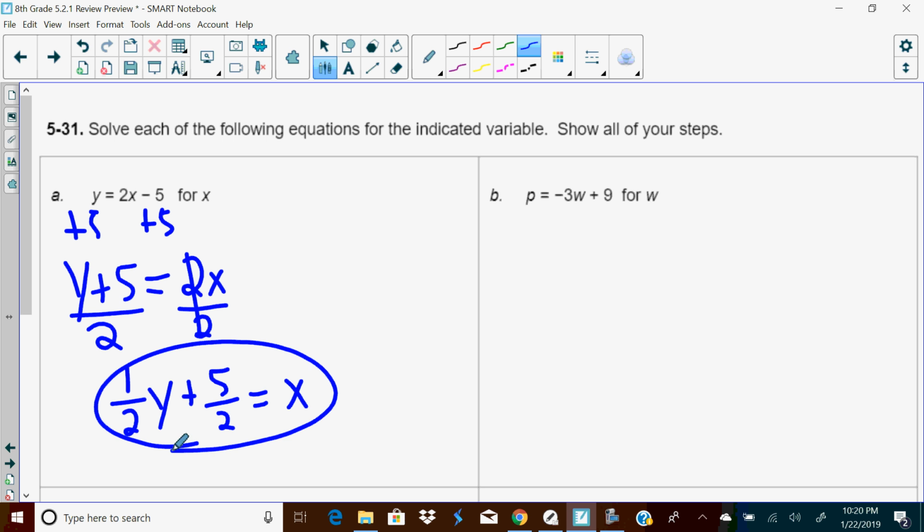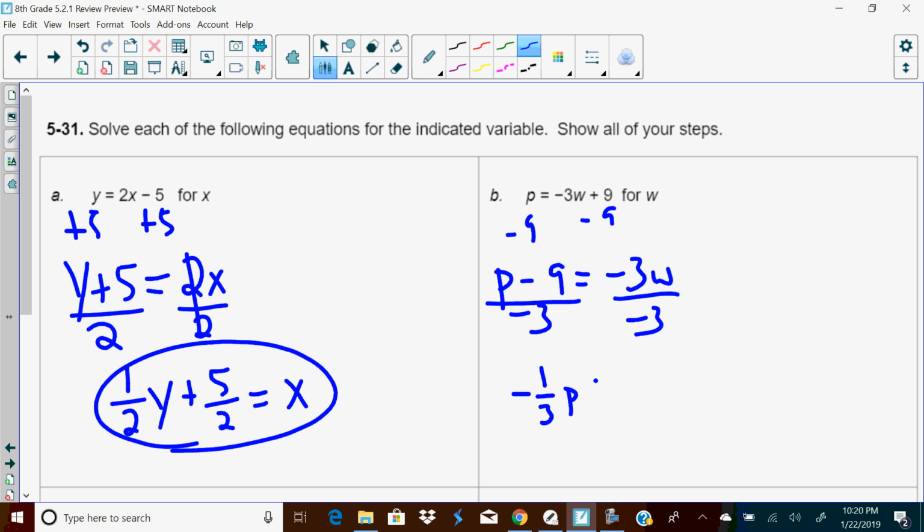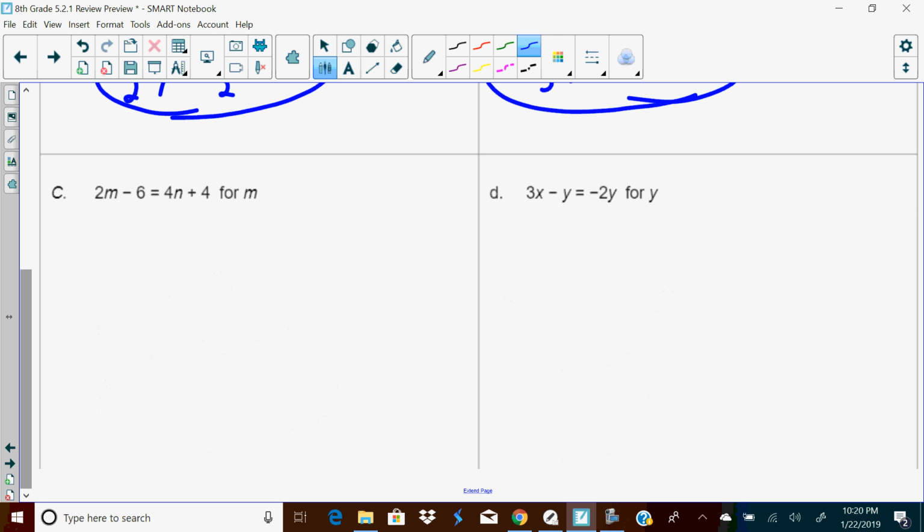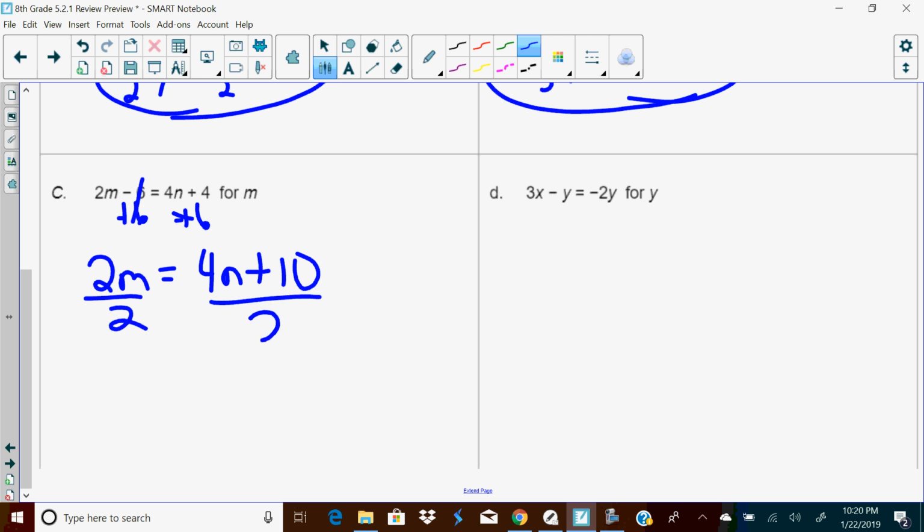For B, it says solve for W. So I'm going to subtract 9 from both sides. I'm going to get P minus 9 equals a negative 3W. Divide by negative 3. So I'm going to get negative 1/3 P plus 3 equals W. For C, I'm solving for M. So I'm going to add 6 to both sides. So I get 2M equals 4N plus 10. Divide everything by 2. So I get M equals 2N plus 5.